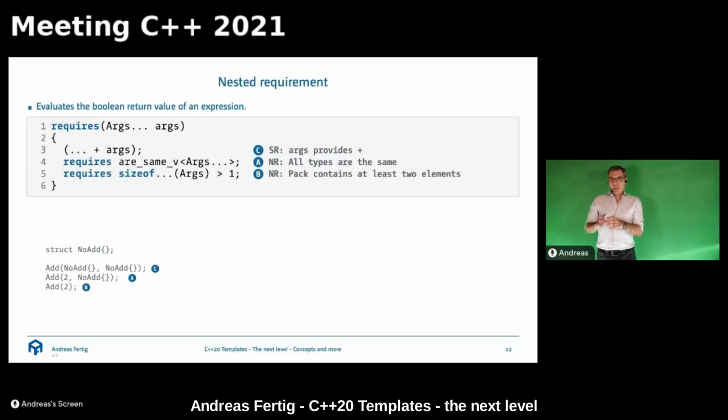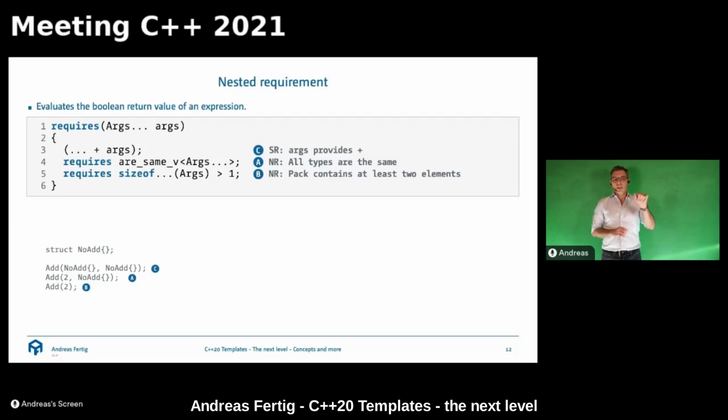The next thing is the nested requirement. A nested requirement is a little bit tricky at this point. What it does is it evaluates the Boolean return value of an expression. And in line number 4 and 5, we see a nested requirement. And it always starts with requires, so the next requires. And this requires here is really important.